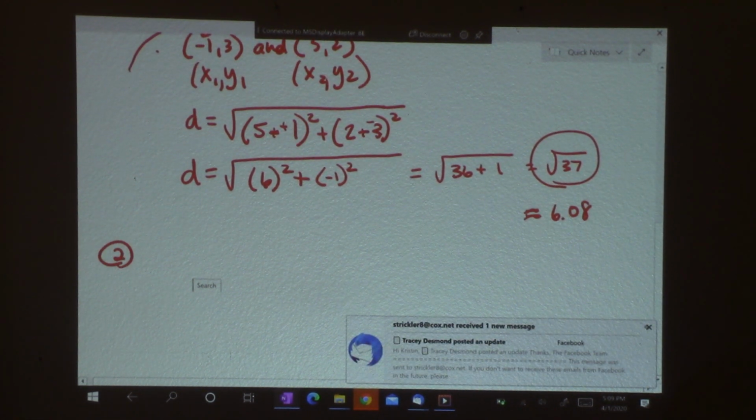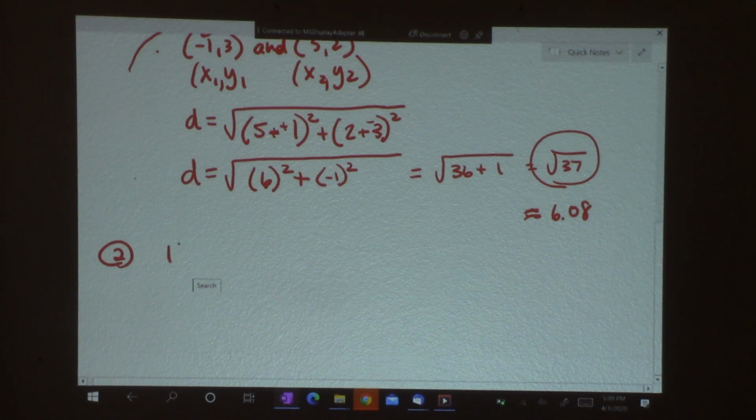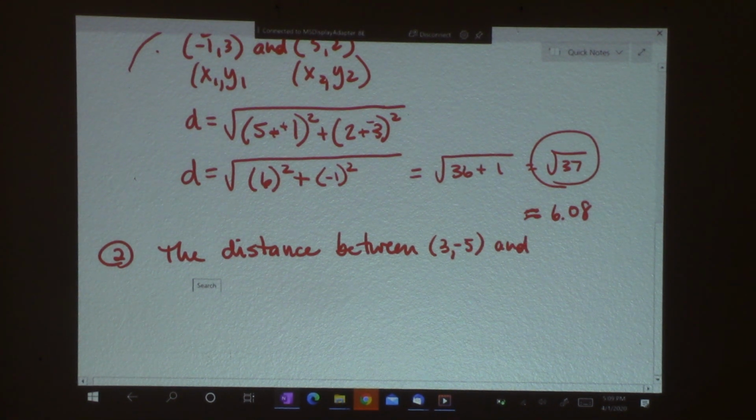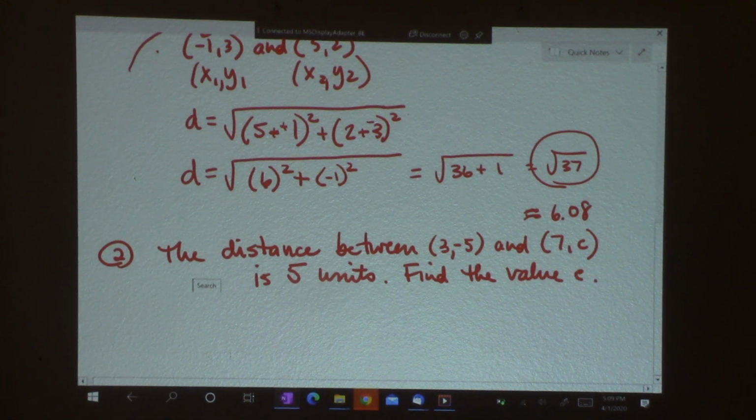Now this time, we're going to find the distance between (3, -5) and (7, C). So the distance between (3, -5) and (7, C) is 5 units. Okay, find the value of C. So this is a little different this time.